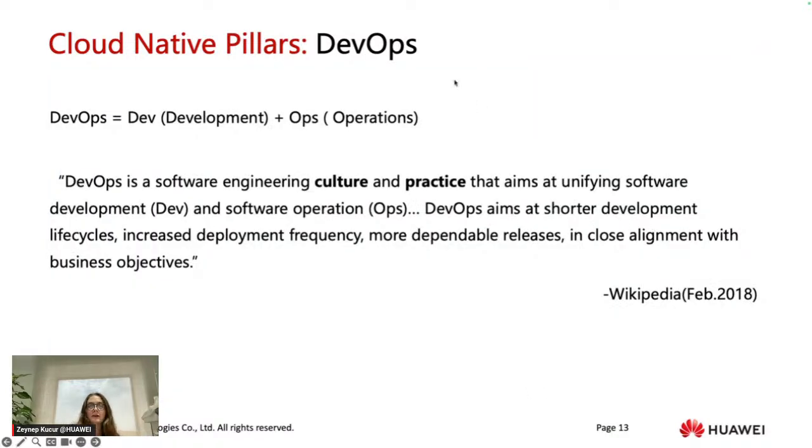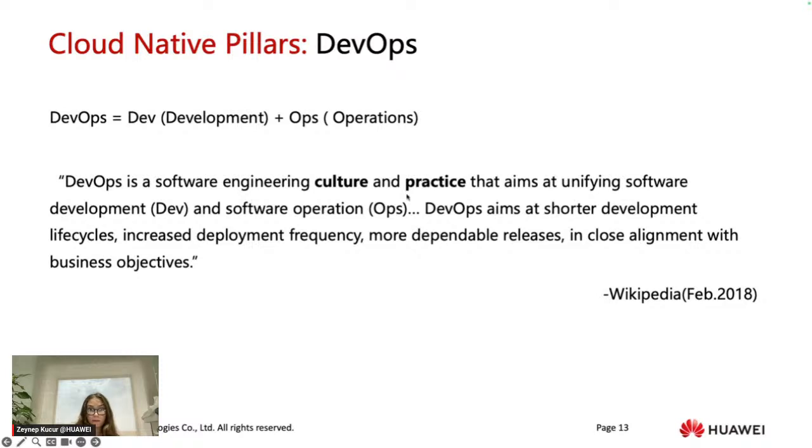Let's continue with the third pillar of cloud native, which is DevOps. If we talk about the name, it is a combination of development and operations. We see how Wikipedia defined it. DevOps is a software engineering culture.